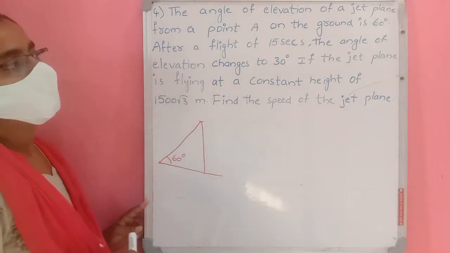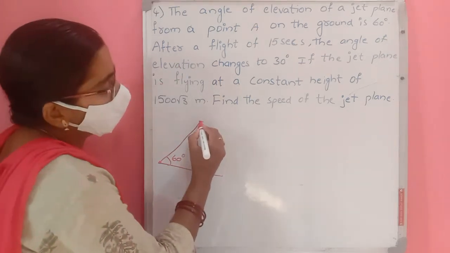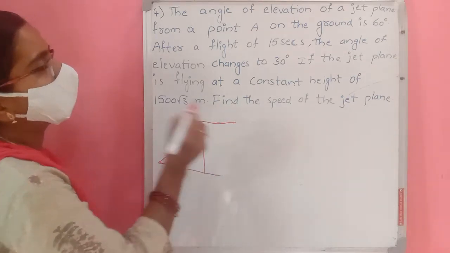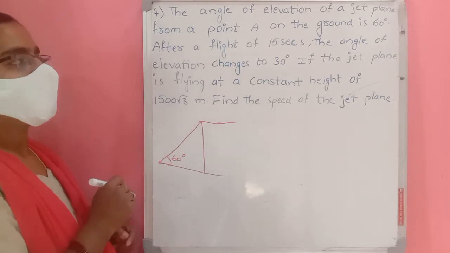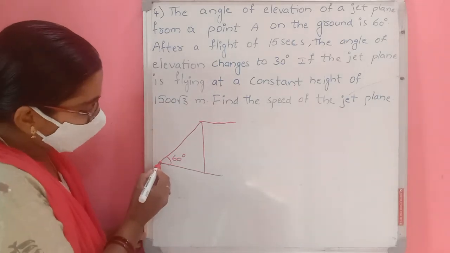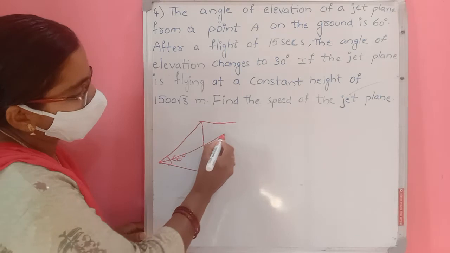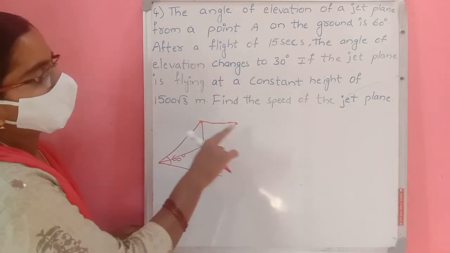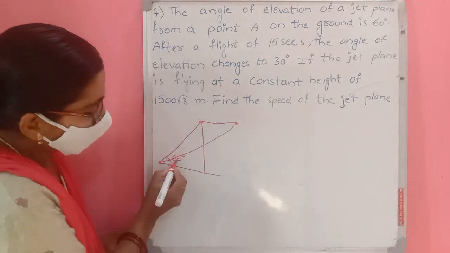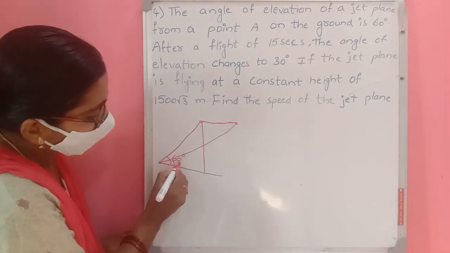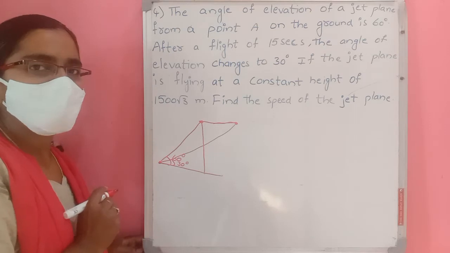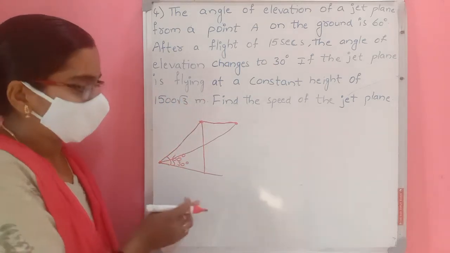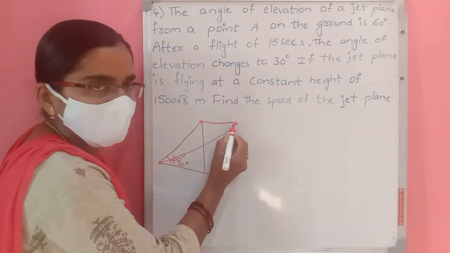After a flight of 15 seconds, that is 15 seconds time, the angle of elevation changes to 30 degrees. So from the same point, the angle of elevation: after 15 seconds, it moved to here. So this angle is 30 degrees. If the jet plane is flying at a constant height, they have given.